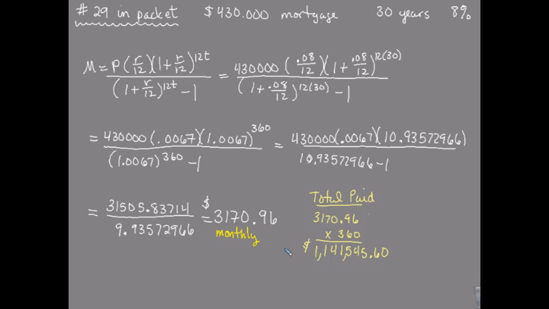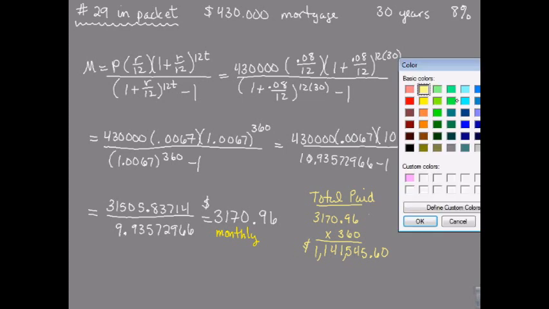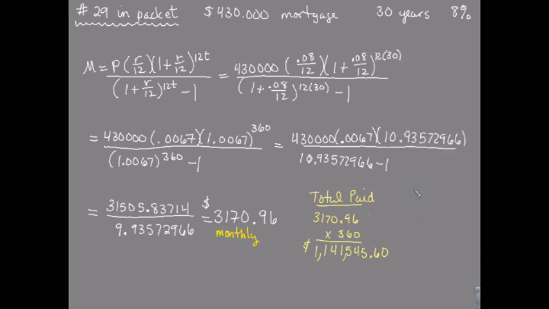Now, that's the total of all the monthly payments. The finance charge: you deduct your original $430,000 that you actually paid for the house. You're paying $700,000 in interest. Almost double the value of the house is being paid in interest.